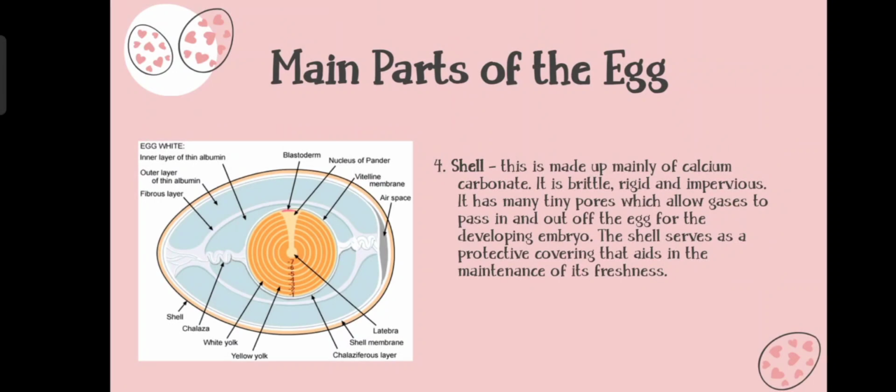Next is the shell. This is made up mainly of calcium carbonate. It is brittle, rigid, and impervious. It has many tiny pores which allow gases to pass in or out of the egg. For the developing embryo, the shell serves as a protective covering that aids in the maintenance of its freshness.